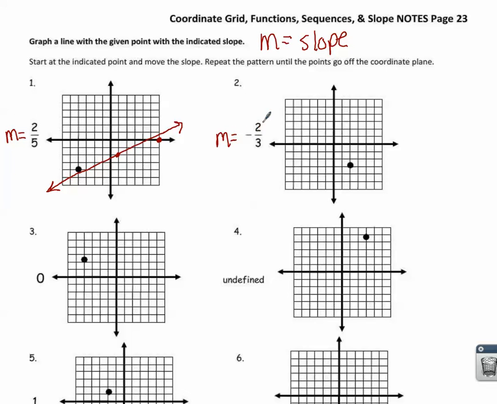M equals -2/3. Your negative can go with the 2 or with the 3, but not both. So I can go down 2, right 3, or up 2, left 3, and this will create a negative graph.